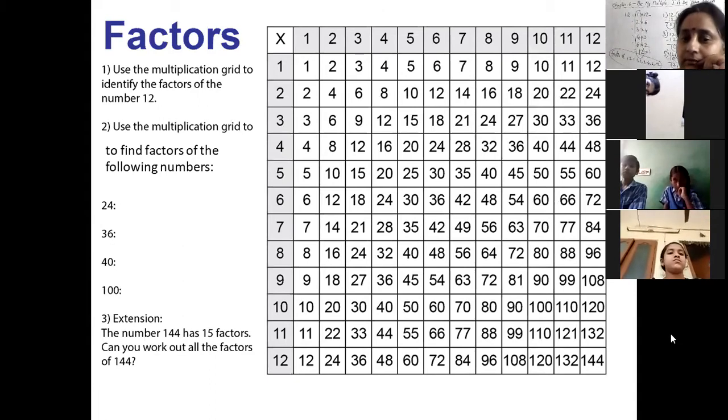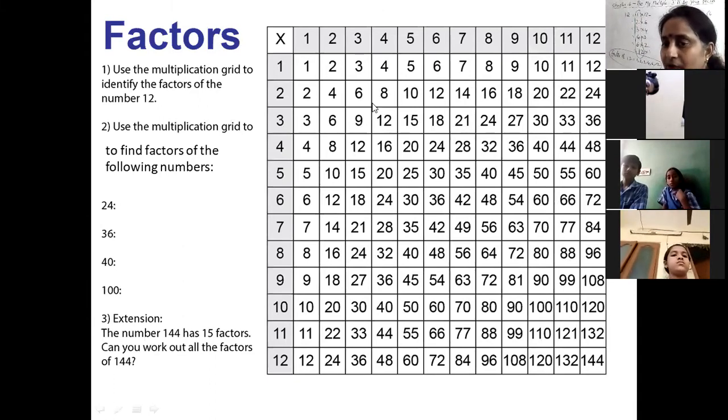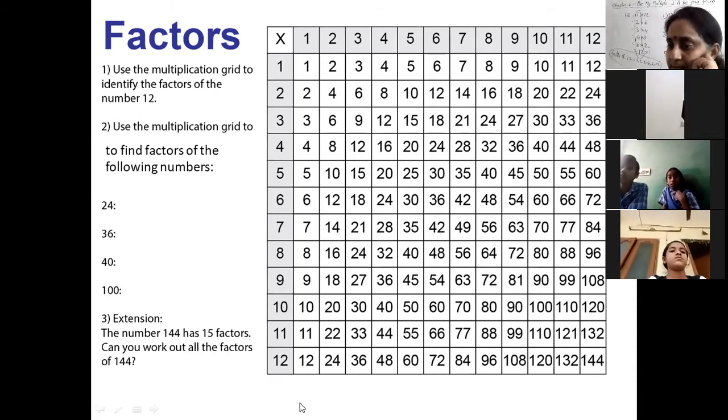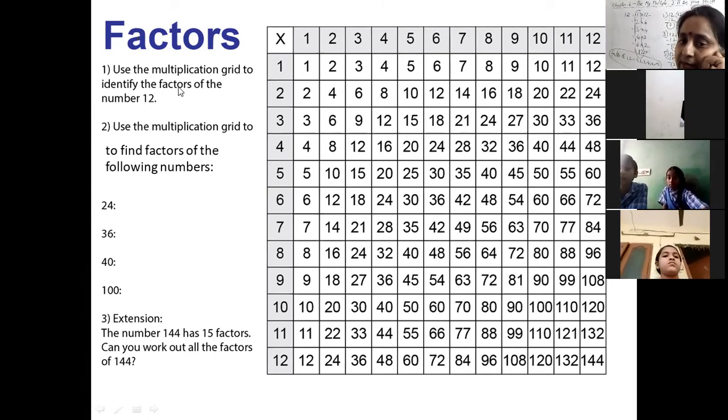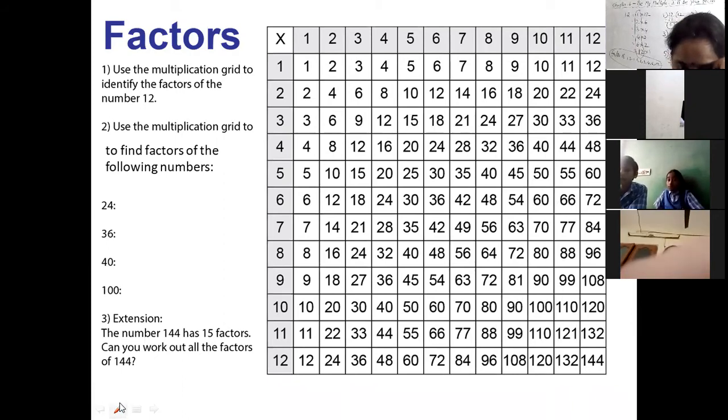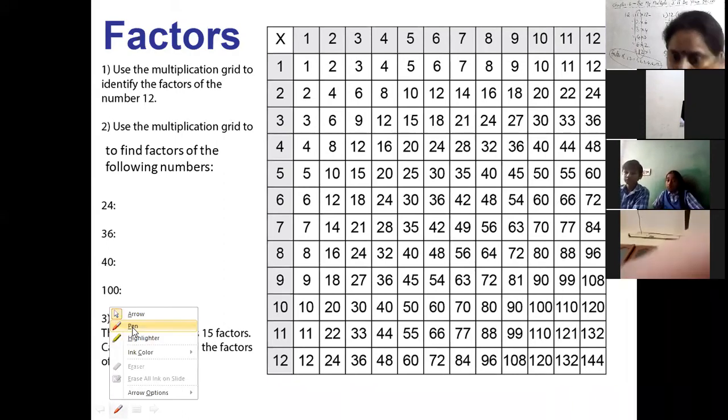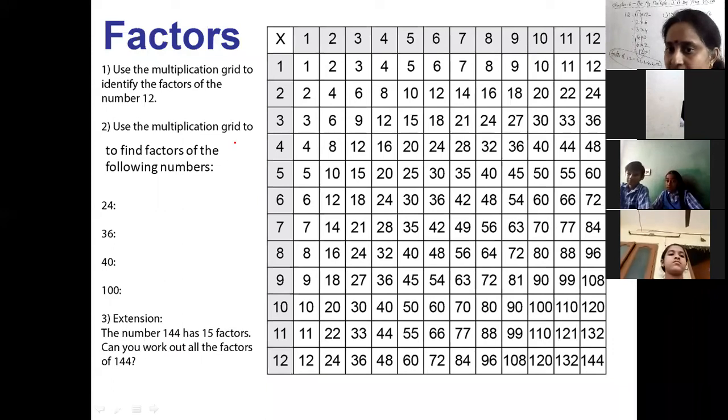See here, this is a 12 by 12 grid. So here you have 12 numbers, and here you have 12 numbers. Use the multiplication grid to identify the factors of the number 12. So here we have to take the factors of number 12. Where you are getting 12, that you have to check.